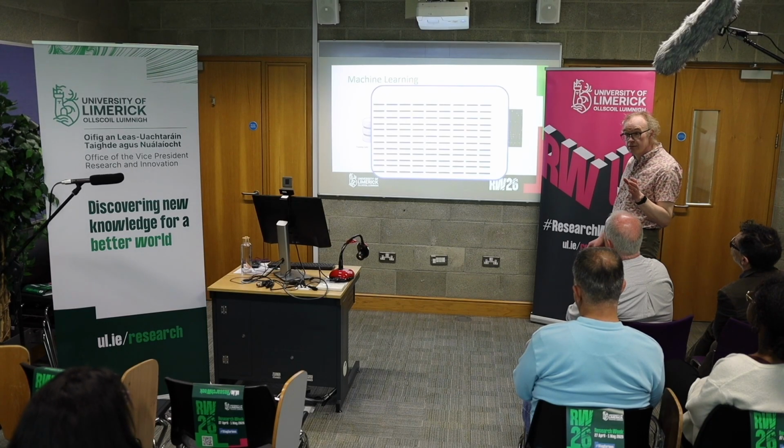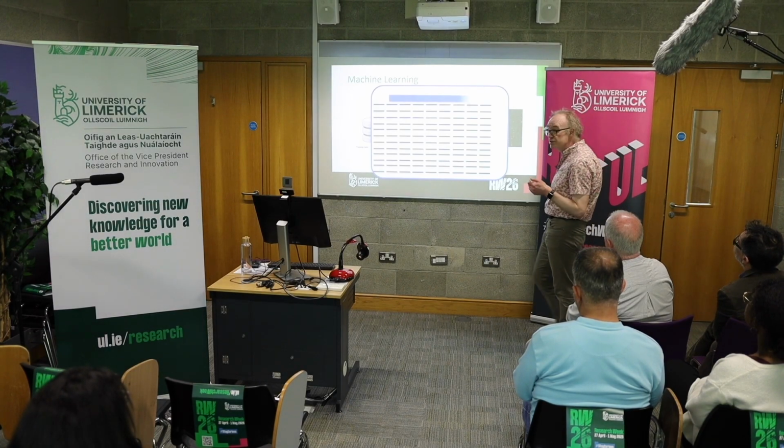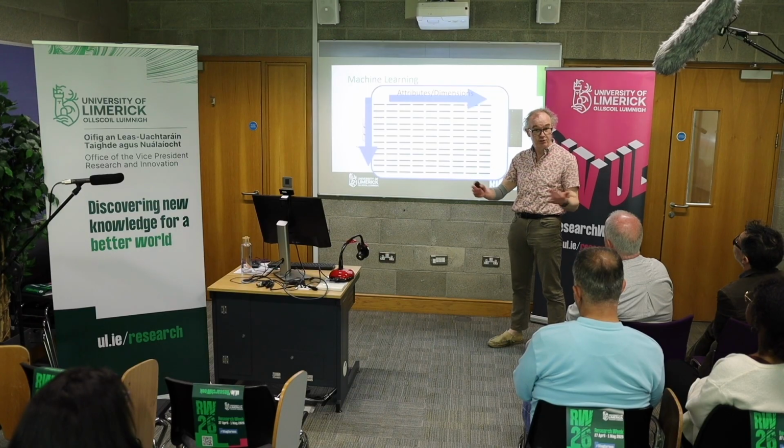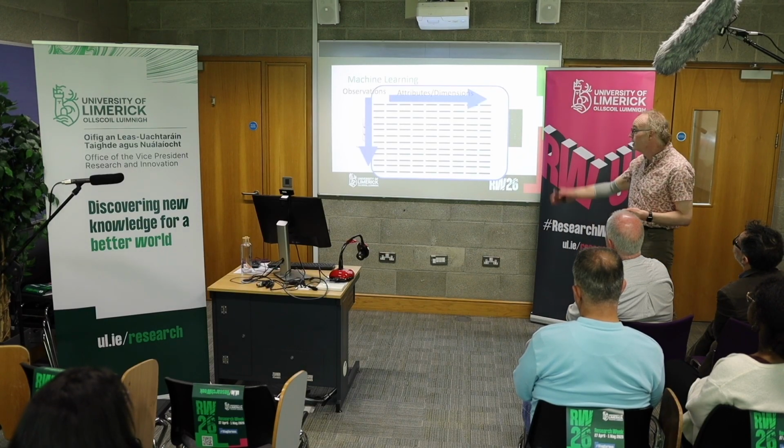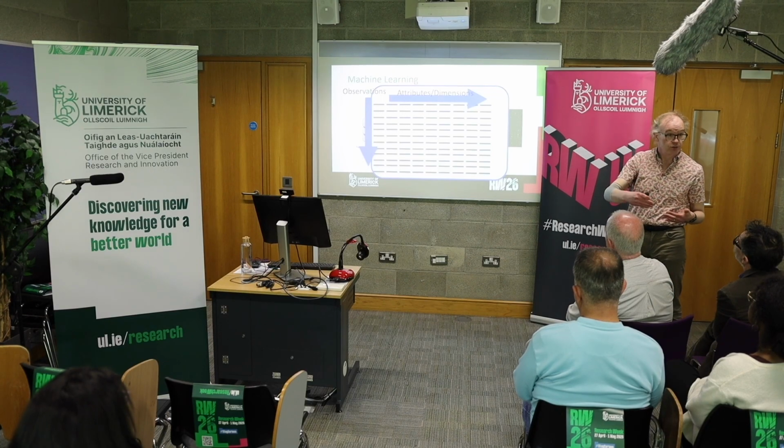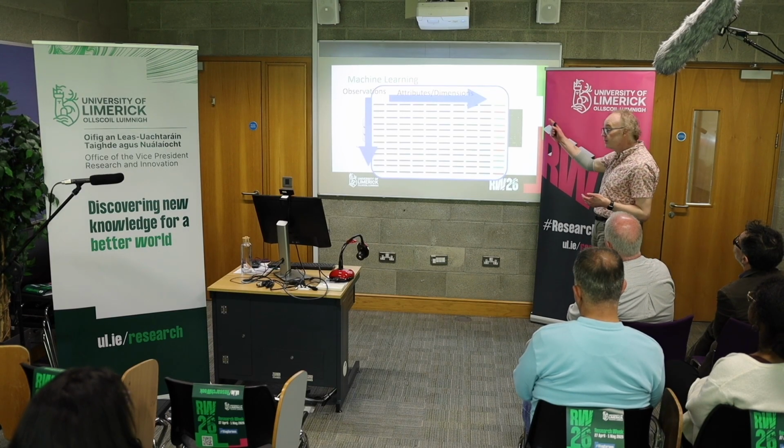And here's what the data looks like. Okay, so we have our attributes across the top there. So for example, for this audience, it could be what's the gender of the person, what's their age, what's their educational background. And we have observations, which would be each person who's here. And we have a label.